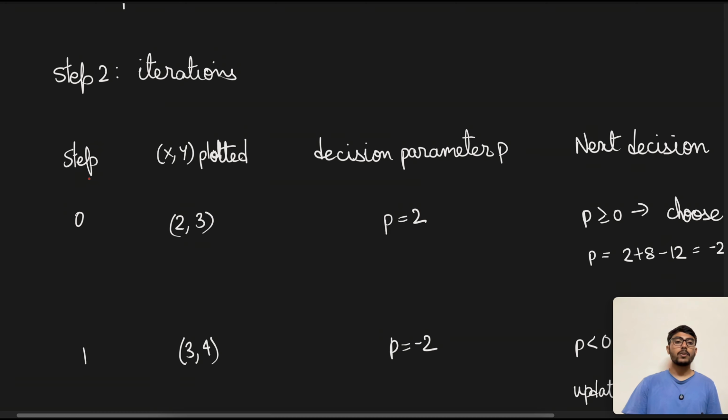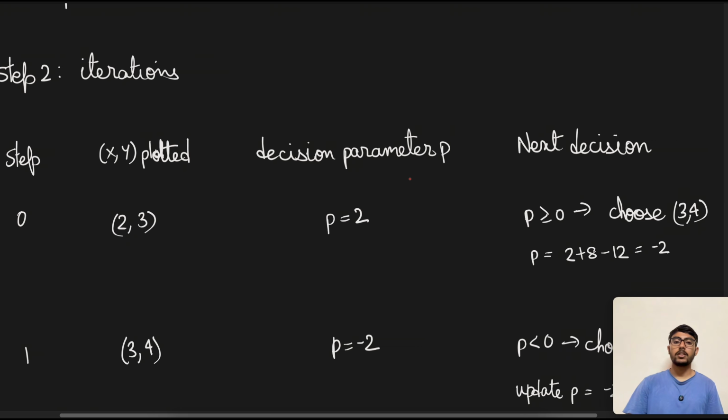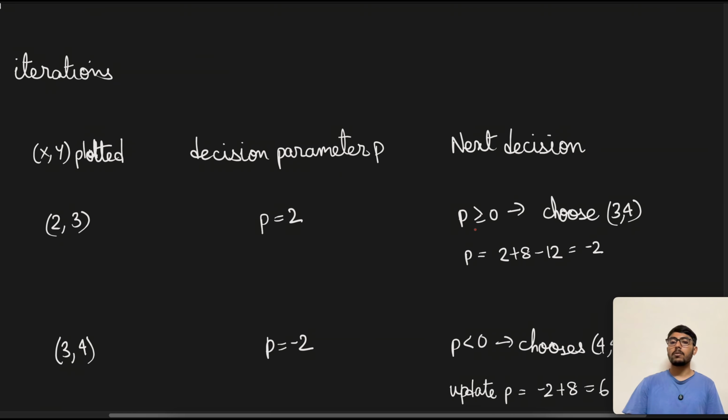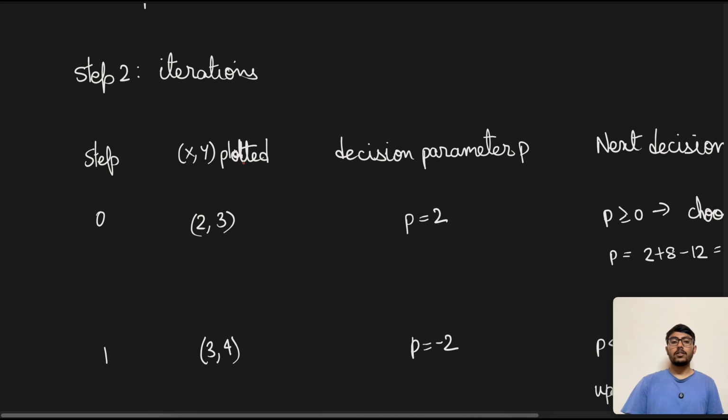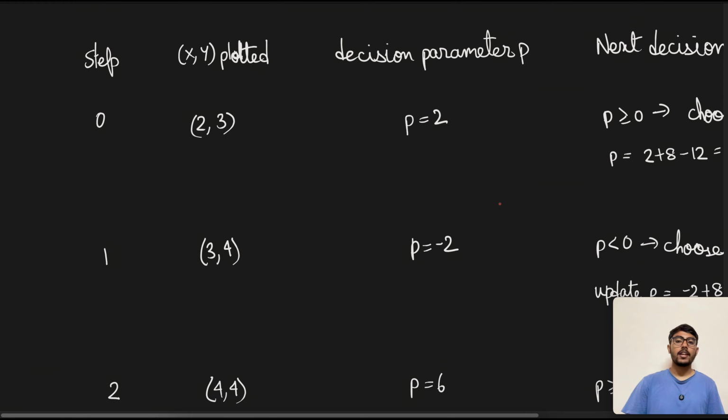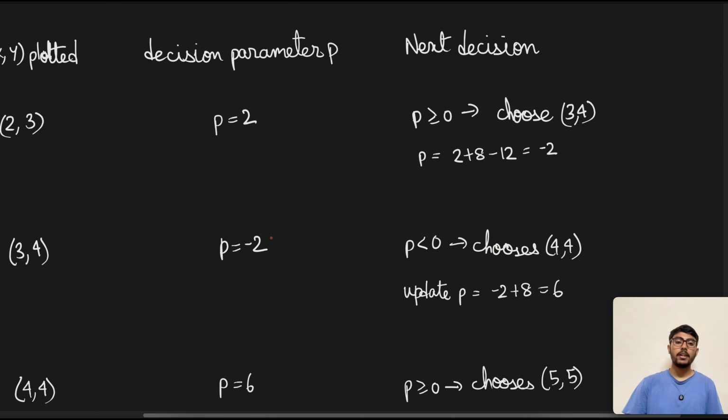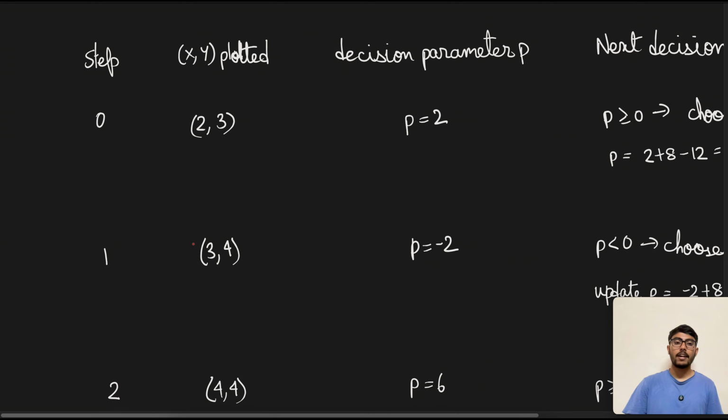For iterations, for the first step, the xy plotted would be the same point, and the decision parameter is 2. Since p is greater than or equal to 0, choose (3, 4), which is x plus 1, y plus 1, and calculate p accordingly. That is the first step. Next, we come down with the calculated values of p, and now we have the xy plotted as (3, 4).